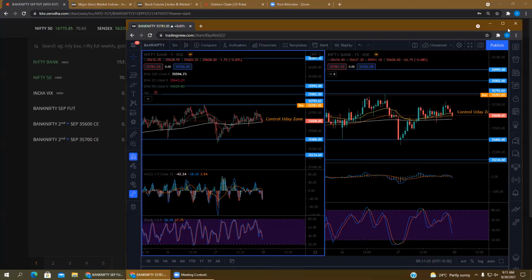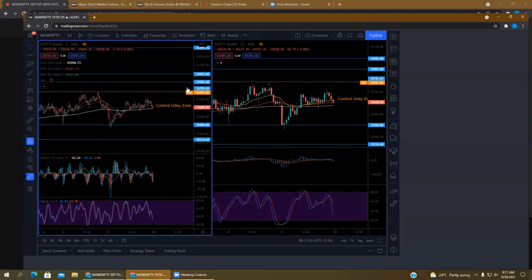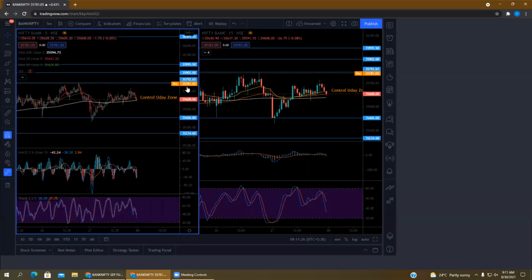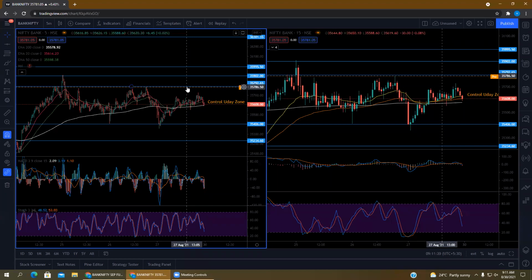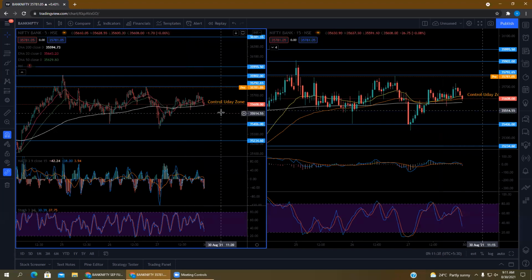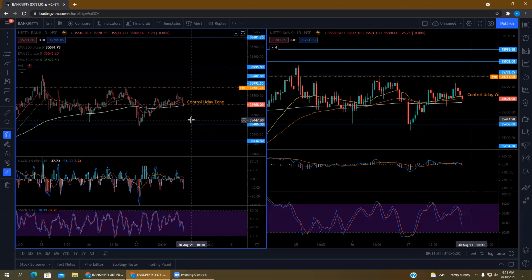So if you see, we are opening exactly at the first line of resistance, that is 35,800. So after the open, if it sustains above and if it goes to 35,900, 36,000 would be good. If it's not, then again, a big retracement on the downside can also be seen.